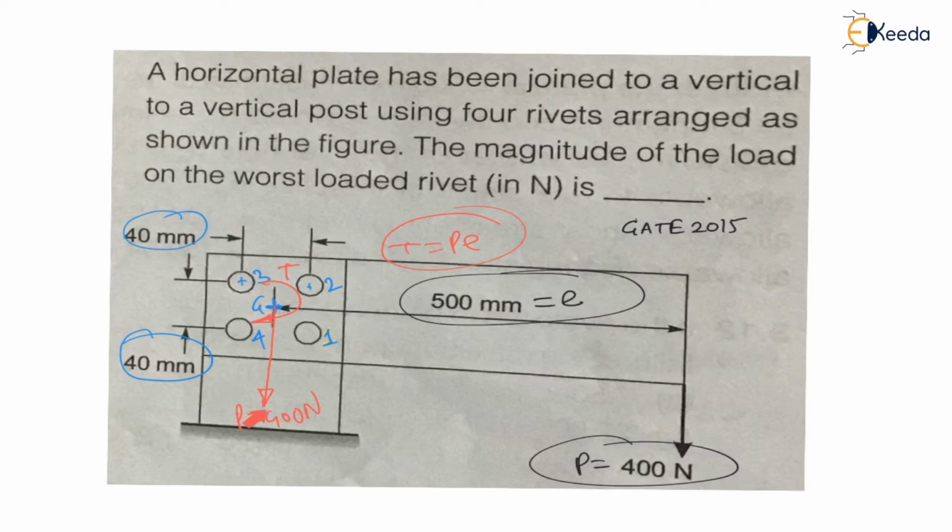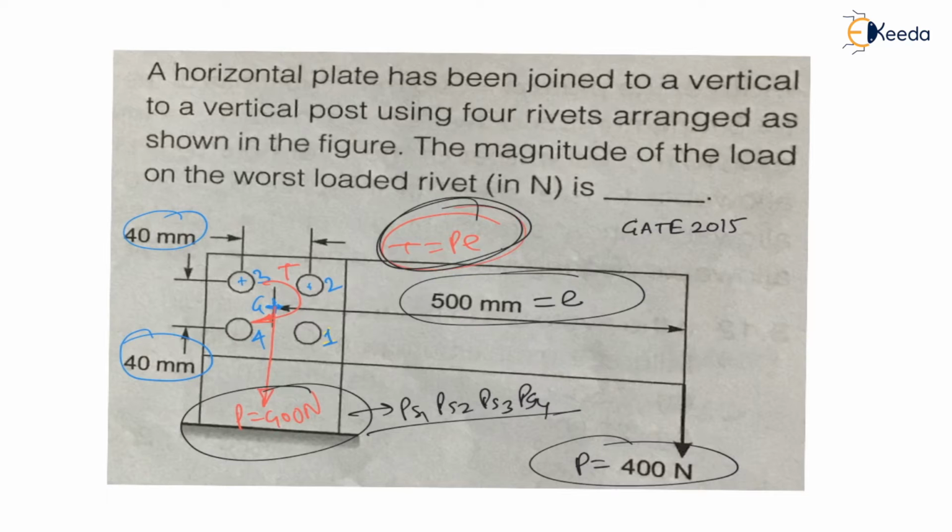Because of this direct load P, there will be a primary shear load in all the bolts, that is PS1, PS2, PS3, PS4, and because of this torque there will be a secondary shear load, that is PS1 dash, PS2 dash, PS3 dash, PS4 dash in all the rivets or all the bolts, right? Now as it is riveted, we say in all the rivets, right, it is a riveted joint.